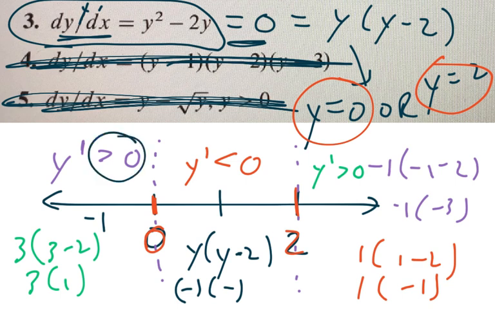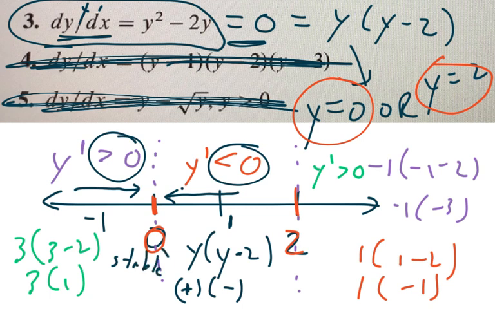You see? In between 0 and 2, let's plug in 1. That means I get a positive 1, and 1 minus 2 is a negative 1. Positive times negative means the slope is negative. So notice how this one is positive slope going towards 0 from the left. Negative slope means it's going back down to the left towards 0. So we know that 0 is stable. Okay?